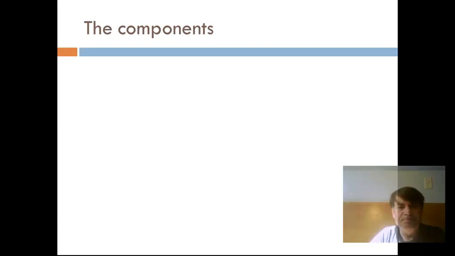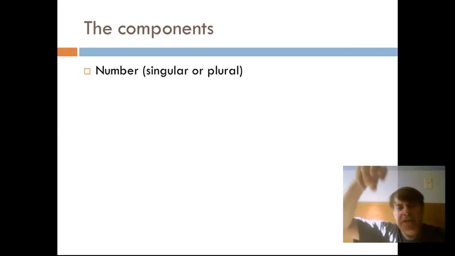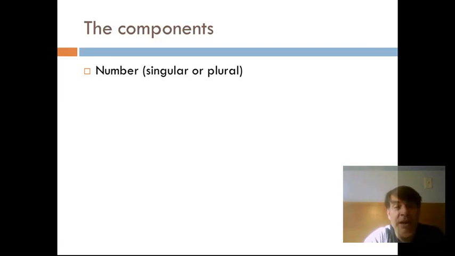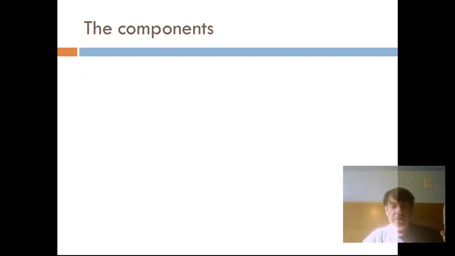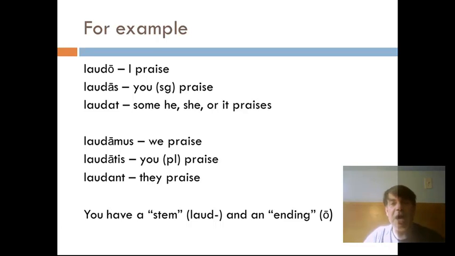Let me move on. Okay, so what are the components of a verb? What are the elements, the different meaning bits of a verb? Well, first of all, here's an aspect of a Latin verb. It's going to have number. So you have singular verbs and you have plural ones. In this previous chart, you'll notice that the top three are the singulars, and the bottom three are the plurals.